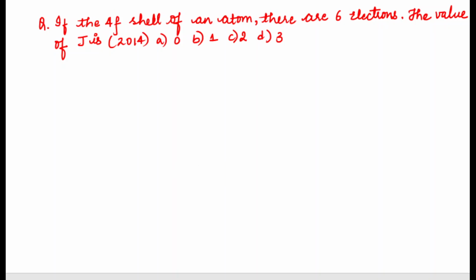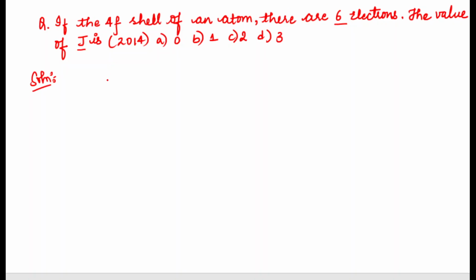What we have in the first question: if the 4f shell of an atom has 6 electrons, the value of J is, what is the value of J? You need to find, which was asked in 2014. They have given the options 0, 1, 2 and 3. How to approach this question?